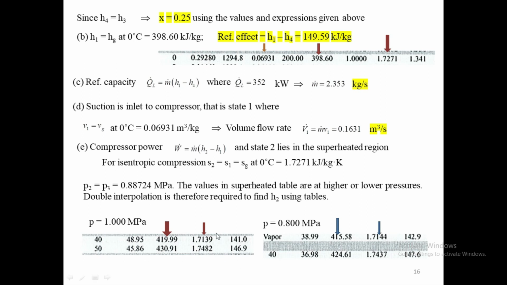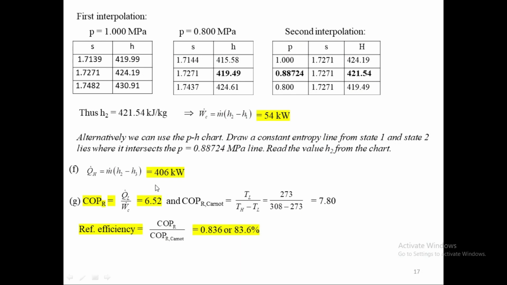This is the entropy. Our main entropy is this one, so this will be in the middle of these two. Then we will be using these enthalpy values at these two pressures, and find out the enthalpy values at this pressure. Okay, here is the idea. First interpolation at pressure 1 megapascal, and the second one at pressure 0.8 megapascal.